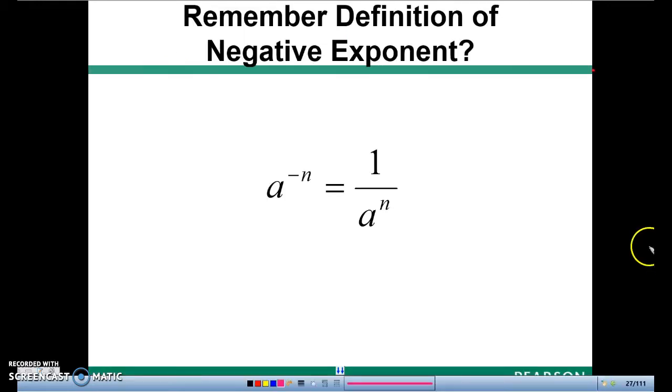Okay, back in CPM3, if you had CPM3, we went over the definition of a negative exponent. If a is raised to the negative n power, that's the same as 1 over a to the positive n power. Remember that from CPM3? You are not simplified if you have a negative exponent. You are simplified if your exponent's positive. It's okay if it's in the denominator.